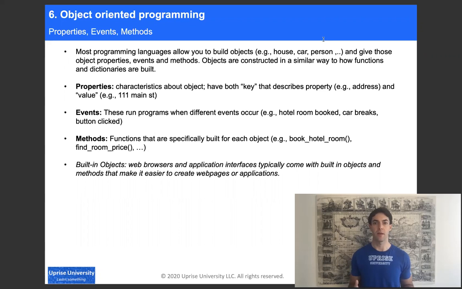An example might be a house, a car, or a person. And each one of these objects will be able to do different types of things. So properties are things about that object. For a hotel, it might be the address, the number of rooms in the hotel, things like that. For a car, it could be the make and the model of the car, the year of the car, etc.